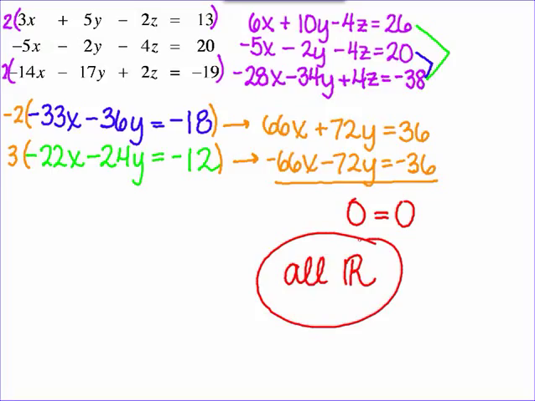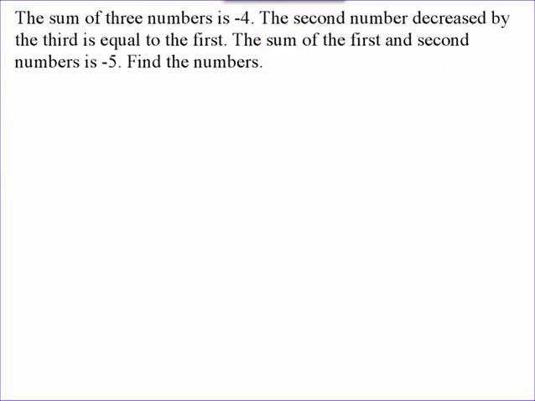Now, the very last thing we're going to look at is a story problem. Before you moan and groan, this isn't that bad. The sum of three numbers is negative 4. Can somebody tell me an equation that would work for that one? X plus y plus z. A plus B plus C is the same thing. I'm just going to use X, Y, and Z because that's what we've been dealing with so far. So X plus Y plus Z equals negative 4.